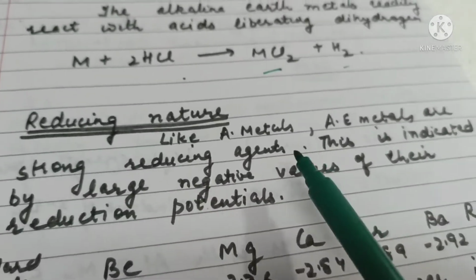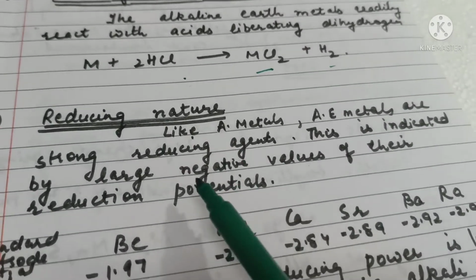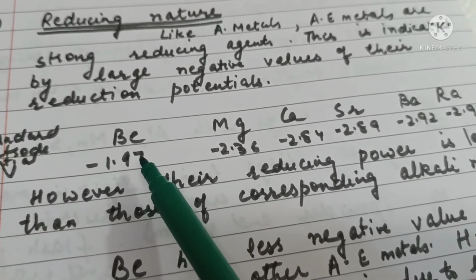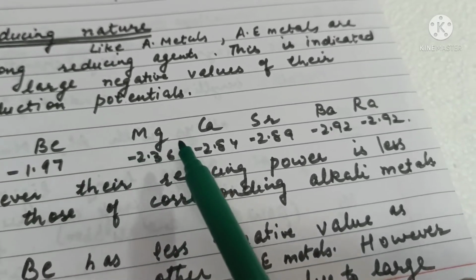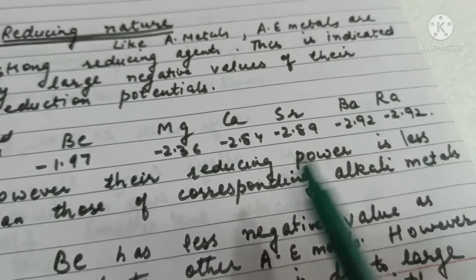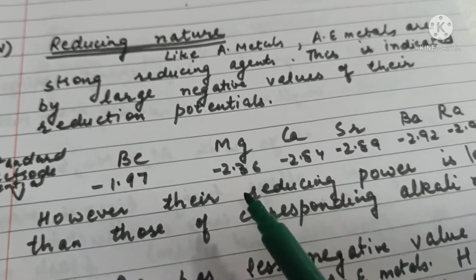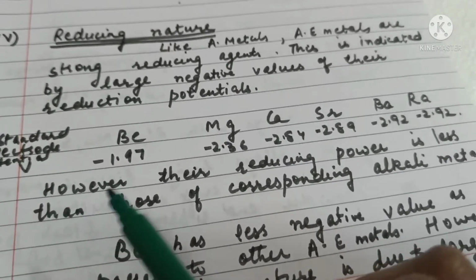Reducing nature: like alkali metals, alkaline earth metals are strong reducing agents. This is indicated by their large negative values of reduction potential. Beryllium minus 1.97, and down the group it goes from minus 2.36 to minus 2.92 respectively. However, their reducing power is less than that of the corresponding alkali metals.